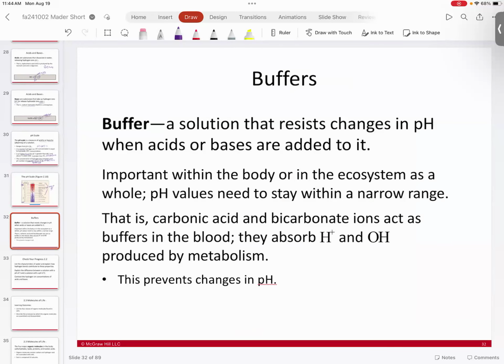Now, that leads us to the idea of buffers. A buffer is basically a solution that resists pH change. So if you add an acid, it keeps the pH the same. If you add a base, it keeps the pH the same. This is important for the body because enzymes only function within narrow pH ranges.